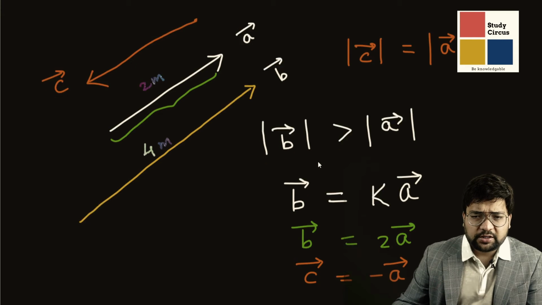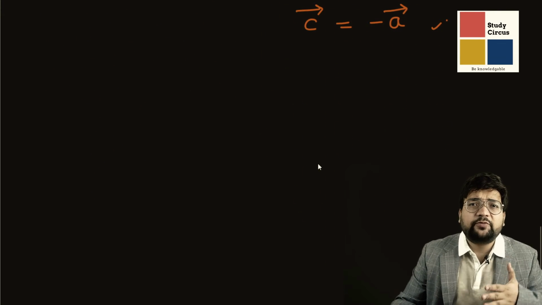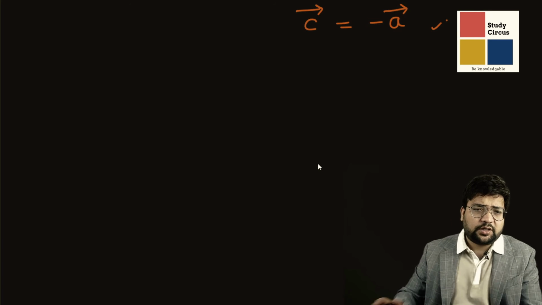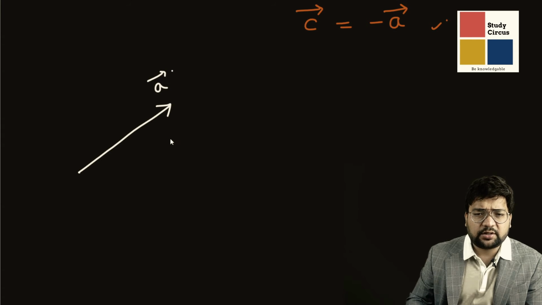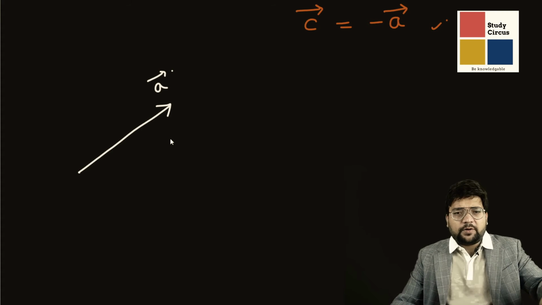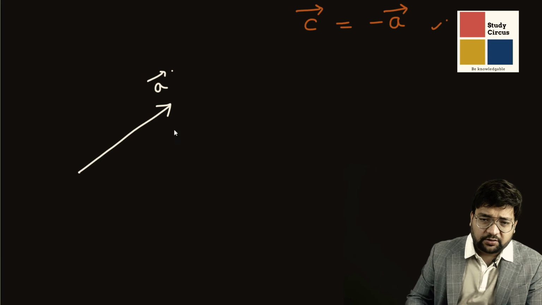Now what else? A vector can be moved parallel to itself, and it's the same vector. What I mean to say here is, suppose the same vector a that I took here, this is the a vector. Now if you just pick it up and move it parallel to itself, it's the same vector. So I just select this.